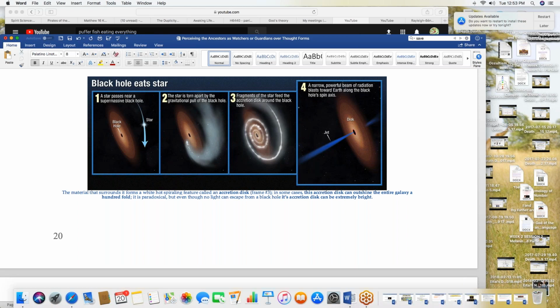And if you design it, in your imperfection, in your flaw, you've got to know that the system has to be flawed. So this is how a black hole eats a star.